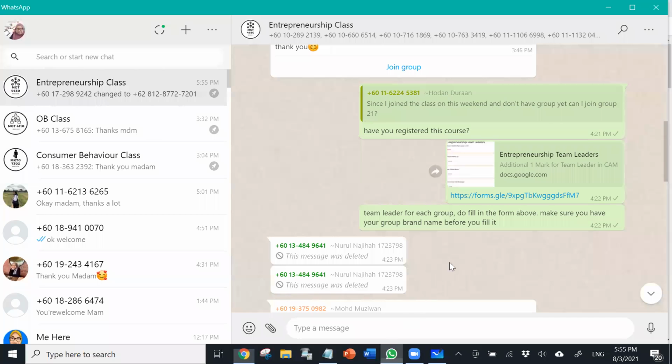Another thing is, entrepreneurship team leaders, please fill in this form, because I need to open another WhatsApp group for team leaders. I'm just going to give urgent, for example emergency, messages to team leaders, and the team leader needs to update me on a lot of things, not just one or two things. The team leader will get 1 mark. Make sure that the team leader is very effective.